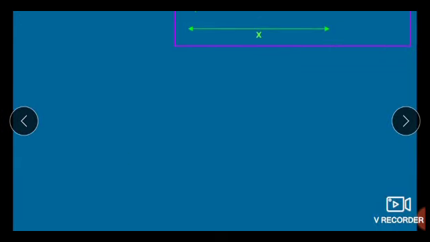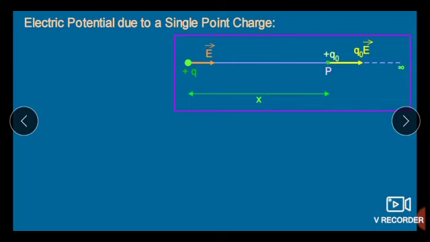Now electric potential due to a single point charge, this derivation we will look at. If plus Q is the charge, the electrostatic field is emitted radially outward, and we take a charge Q naught at any point within the region of the electrostatic field, then it experiences a force Q naught E bar. The distance from this positive charge to this point P, where the charge Q naught is kept, is say X.